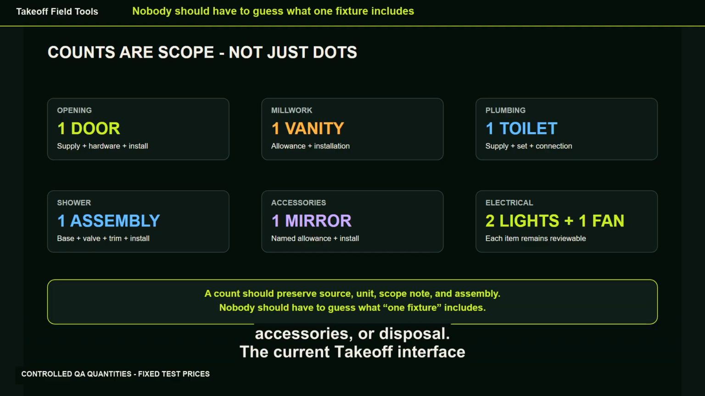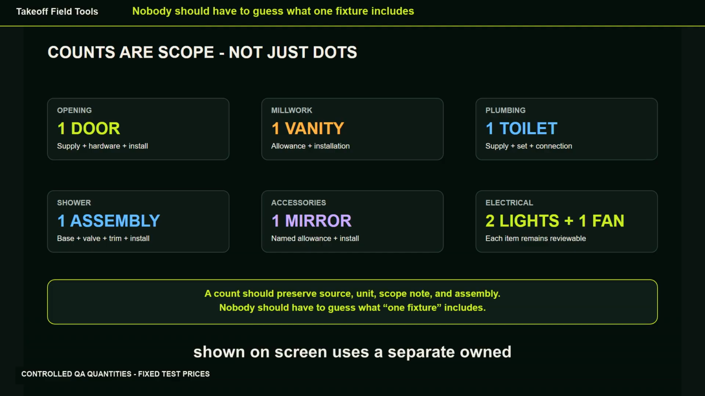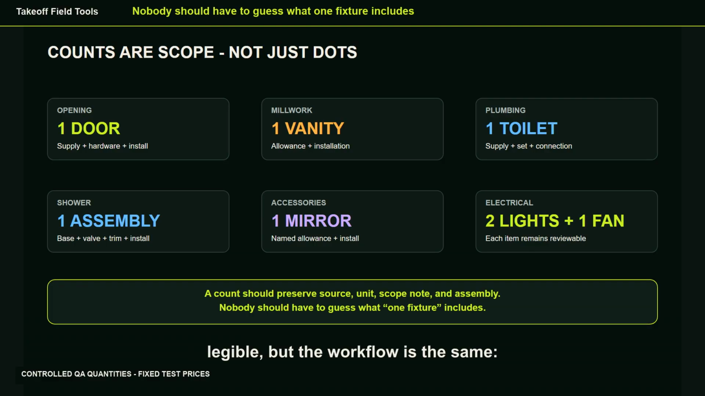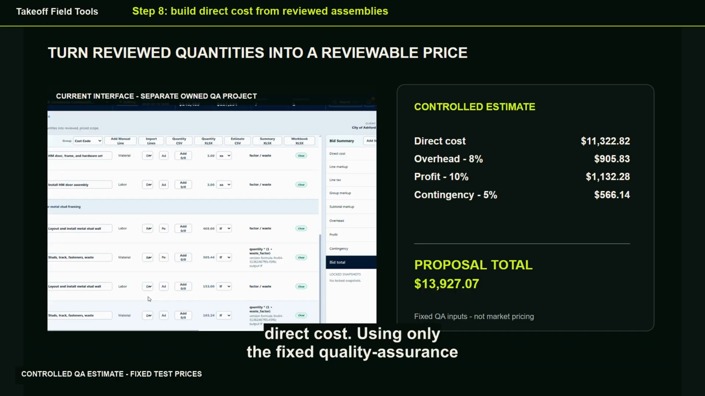The current Takeoff interface shown on screen uses a separate owned synthetic practice project so the controls remain legible, but the workflow is the same. Verify the sheet and scale, measure area, length, or count, label the scope, connect an assembly, and keep the result linked to its source. Step 8 is the direct cost.